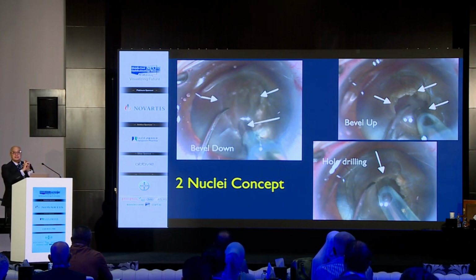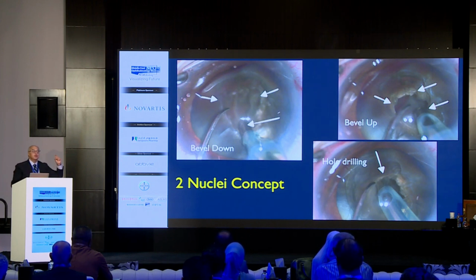Two important things that you should know. One is that in any hard cataract, you have to have a good exposure of the tip. If you don't have a good exposure of the tip, then you will not embed enough. It will make it difficult for you to do the hole drilling, and it will make it difficult for you to hold the nucleus properly, to chop it into smaller and smaller pieces.